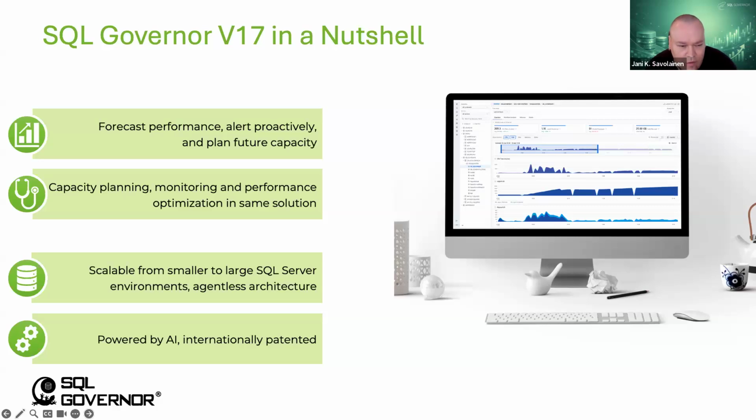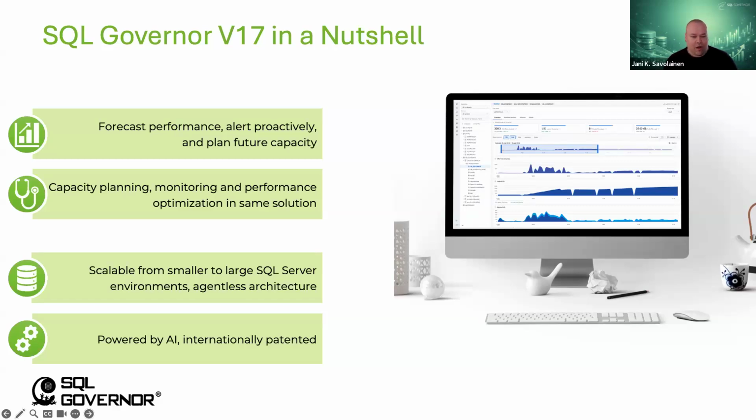So then we are able to forecast our performance, and we are able to alert proactively and plan the future capacity. There are lots of patents, both international patent grants and pending patents, that we have worked with and applied in our software. We wanted this software, from the very beginning, to be able to forecast things, not only see the current state and the history, because history does not always tell the future. It helps to predict, but it doesn't always tell the future.